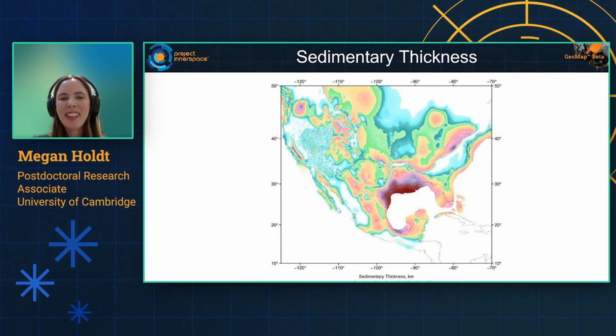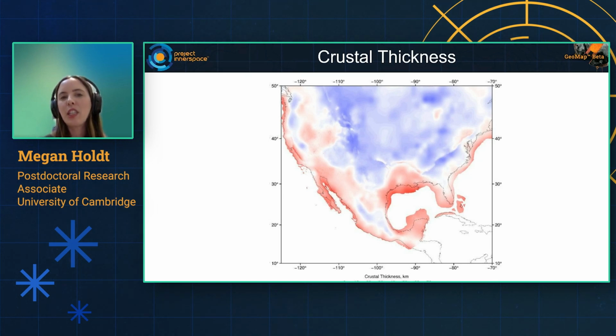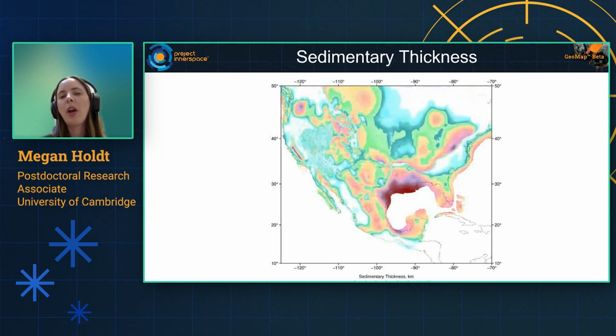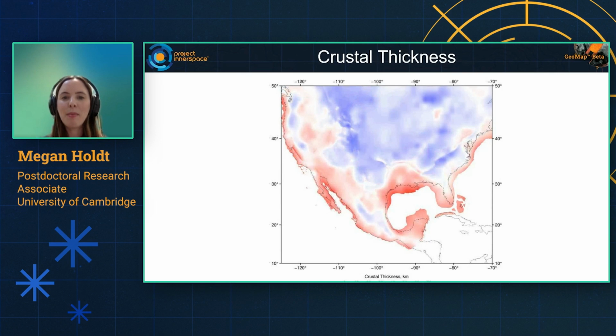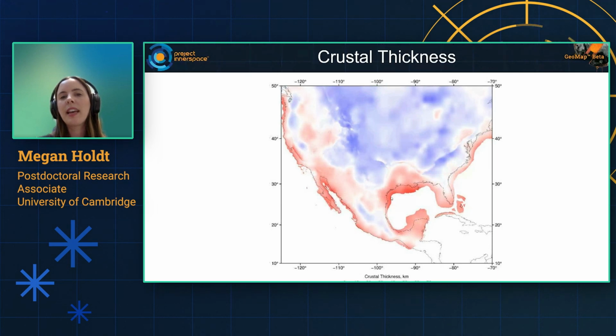So this is our sedimentary thickness. If we flick to the next slide. Thanks, Helen. This is the depth to Moho from Mooney. This is the ECM1 grid. And if we go to the next slide, this is the crystalline component of the crust. You can see, if we think back to where the sedimentary basins existed in our sedimentary thickness grid, some of those areas where we have especially thick sedimentary sequences, that's where we have the particularly thin crystalline crust. You can see that in the Gulf of Mexico, around the Anadarko basins, in the Appalachian Basin as well.